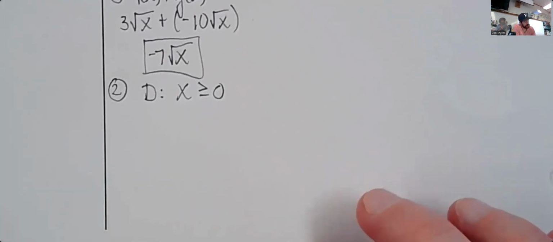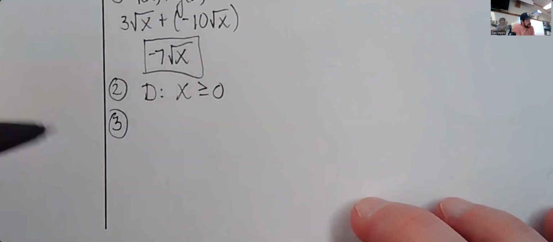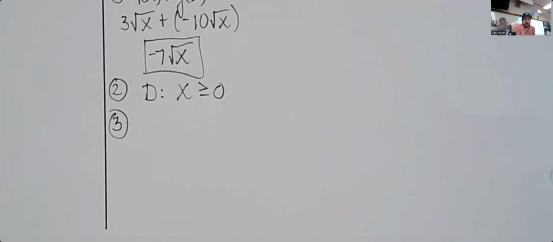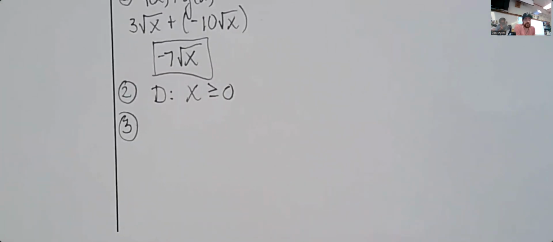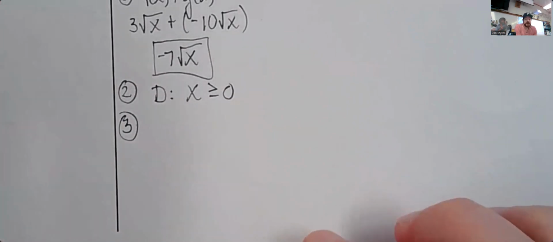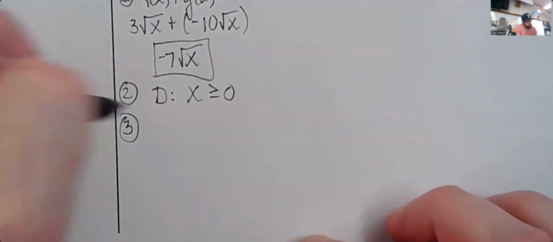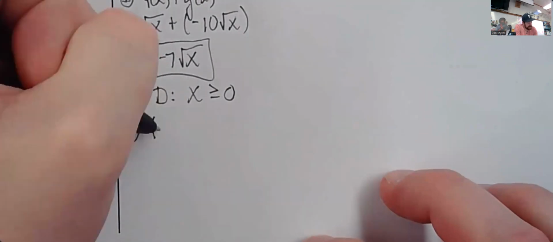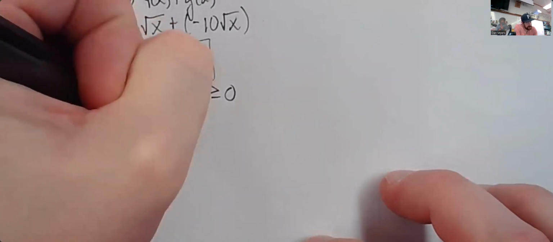All right, third part. Evaluate when x equals 4. Evaluate the sum when x equals 4. And that's the answer you gave me, right? And what'd you get for that one? Negative 14, yeah.